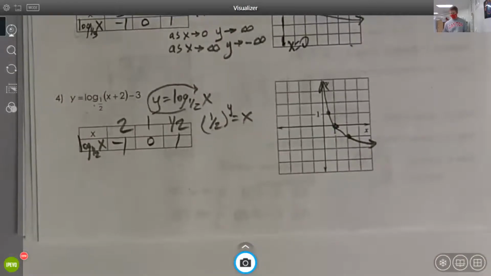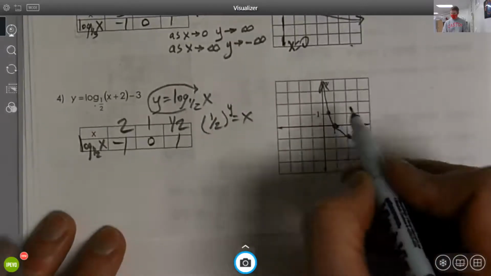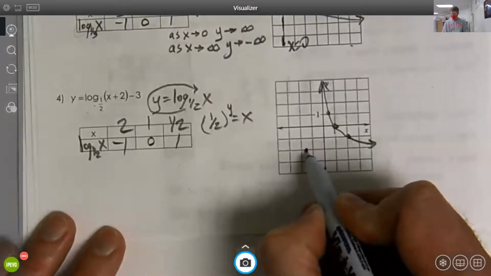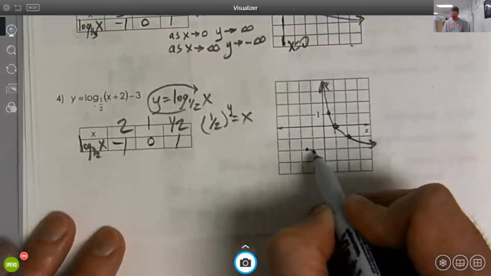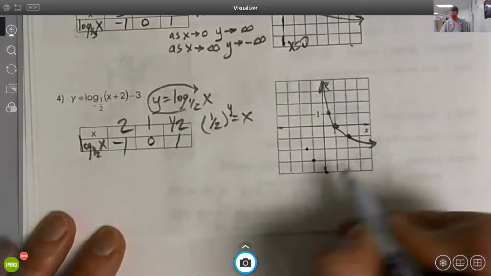Then we have our translation. We're going to take all of those points. We're going to translate 2 to the left, and 3 down.